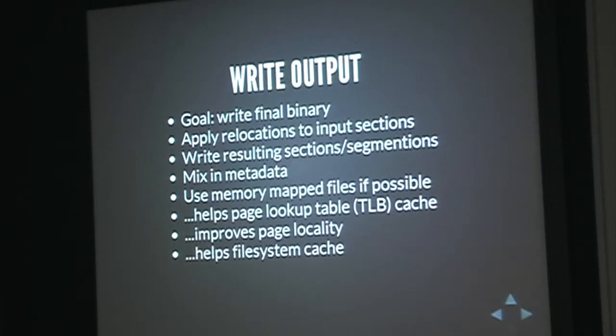MCLinker is very aggressive about using memory mapped files. There are three reasons for doing that. The first, of course, is it helps the CPU to use the PLD cache as much as possible. It also helps to keep the data hot in the cache if you have a medium-sized input. And finally, it helps the operating system to use its own cache as efficiently as possible.